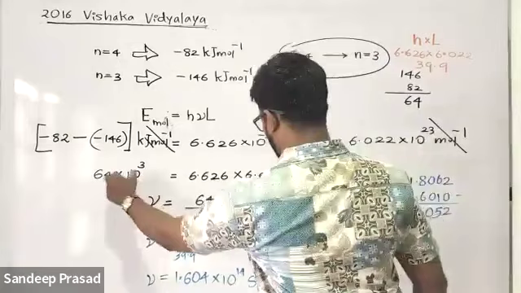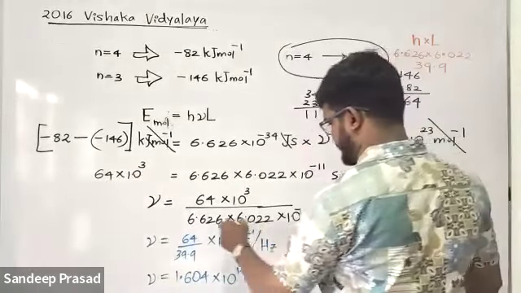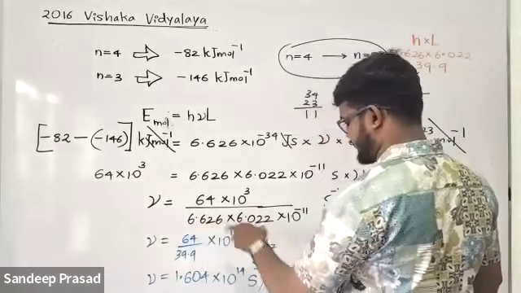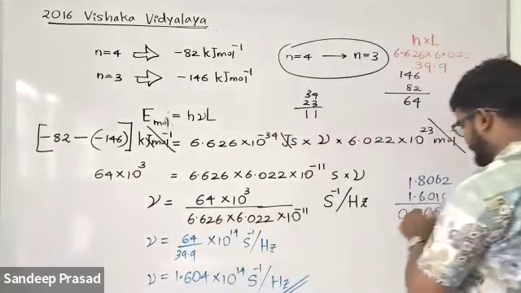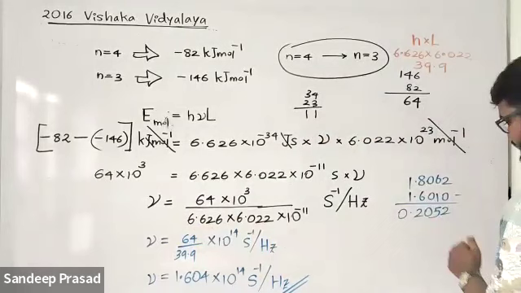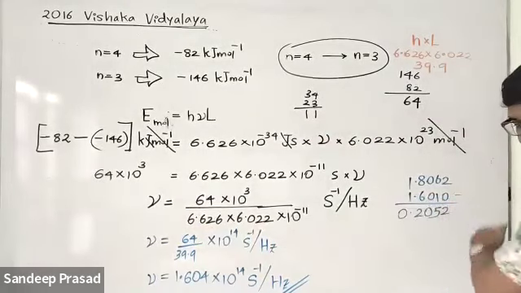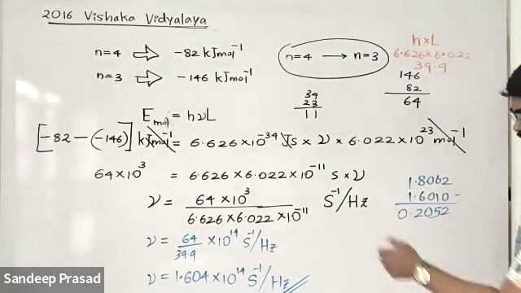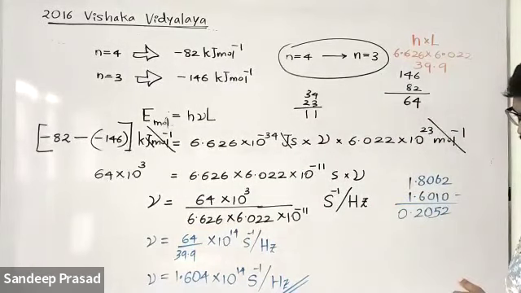This is 64. And this is 6.626, 39.9. And here also we have 1 point. And here also we have 1 point. So the difference is 0.2052, right? So therefore the answer should be 1.604 × 10 to the power 14.